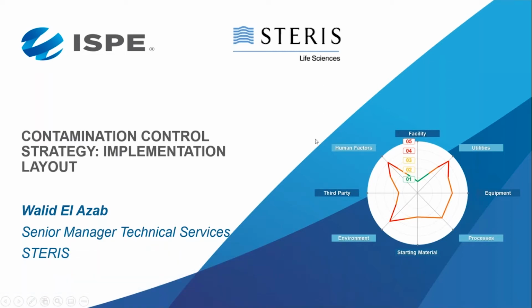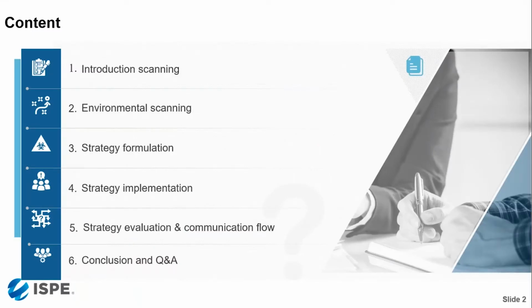The purpose of the presentation is to present an implementation layout, a proposal of a contamination control strategy across the facility. During this presentation, we will look at how to implement and also document a CCS through four steps: environmental scanning, strategy formulation, strategy implementation, and then strategy evaluation, and most importantly, the communication flow to make sure the strategy is adequately implemented. If you have any questions, please do not hesitate to pose them through the chat, and I will try my best to answer them.